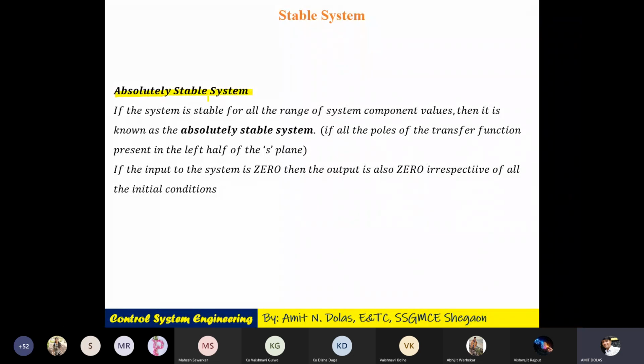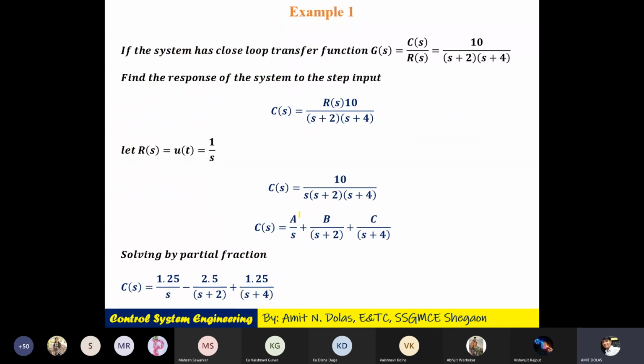Absolutely stable system, again a review of the previous. If the system is stable for all range of component values, then it is known as an absolutely stable system. If all the poles of the transfer function are present in the left half of the S plane, and the input to the system is 0, then the output is also 0 irrespective of initial conditions. This is the definition of an absolutely stable system that we saw earlier. Then we worked on certain transfer functions, we have seen certain diagrams and waveforms, and now I think this concept is clear.